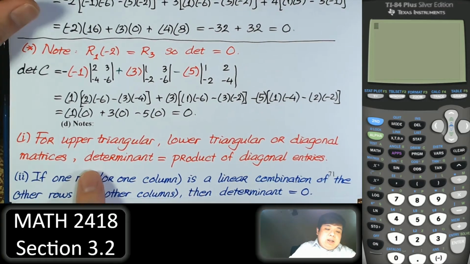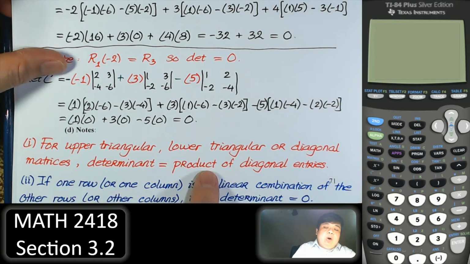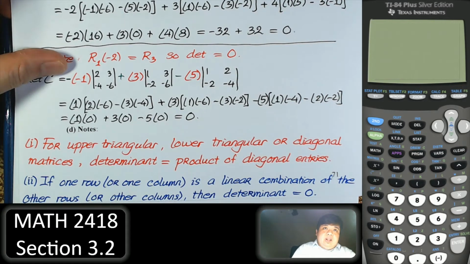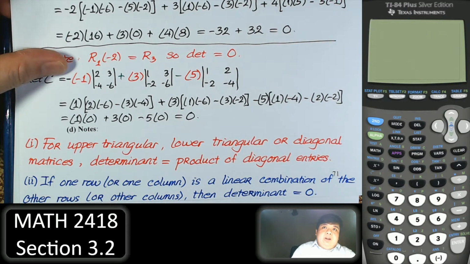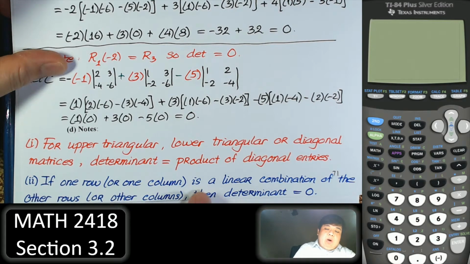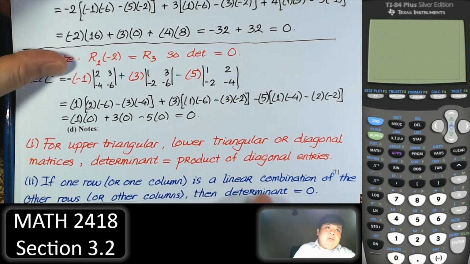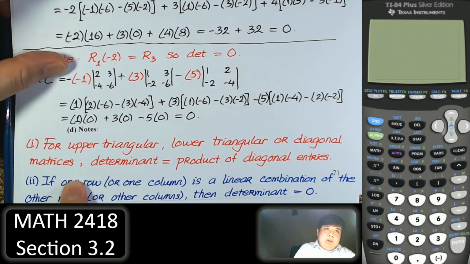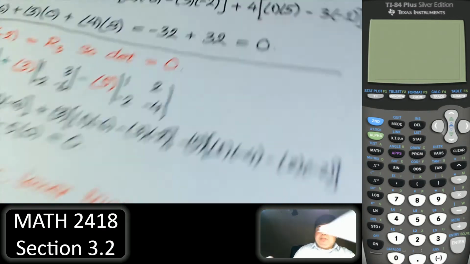One way is that for upper triangular, lower triangular, or diagonal matrices, the determinant is equal to the product of the diagonal entries. And we also said that if one row or one column is a linear combination of the other rows or the other columns, then the determinant is equal to 0. Of course, when we write like this, the row is a combination of the rows and the column a combination of the columns, respectively.